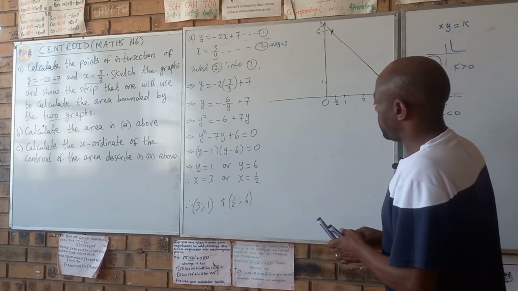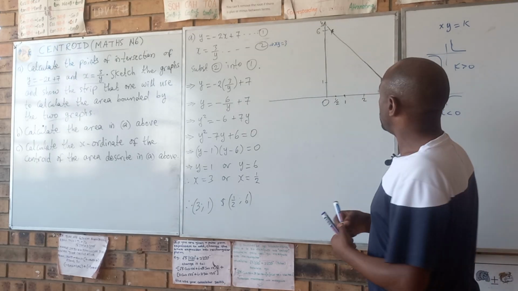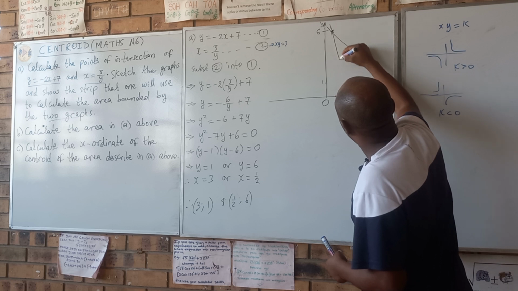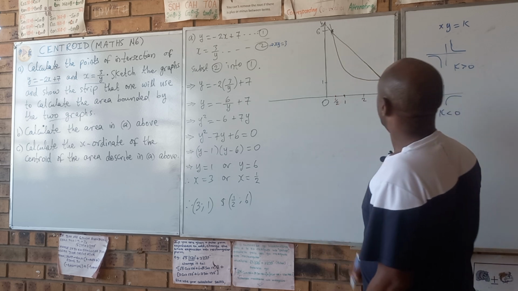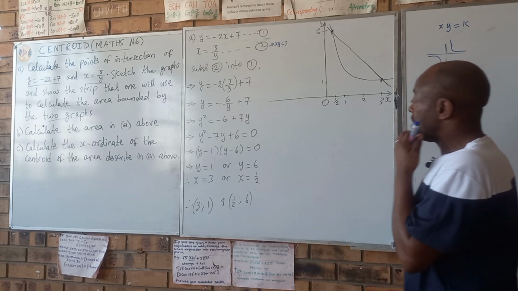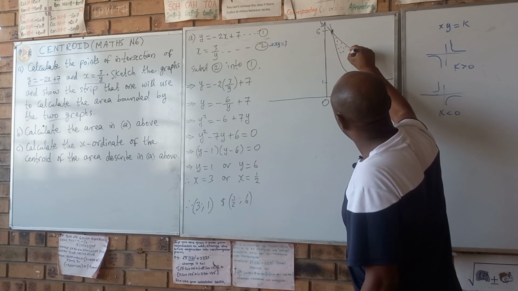But since the points of intersection are all falling in the first quadrant, it means we're not interested in the third quadrant. So we just go to the first quadrant and we put our shape like that. So that is our graph. So the portion between the two graphs is therefore this portion.